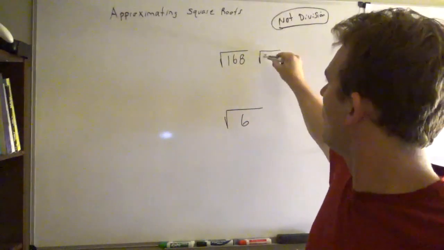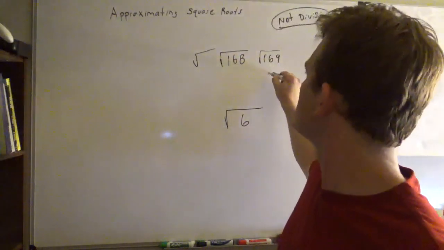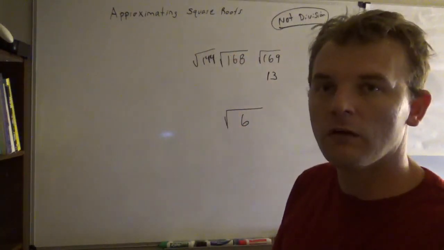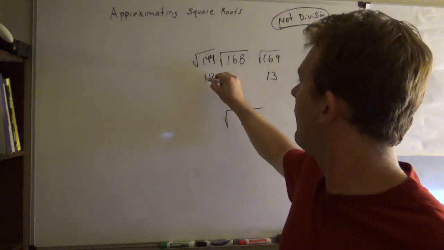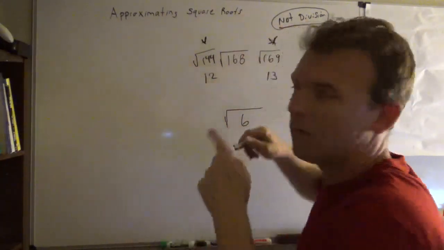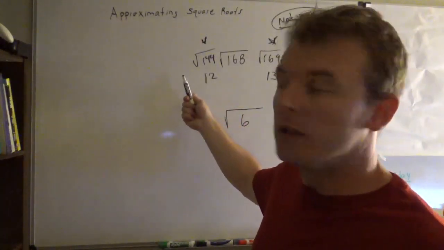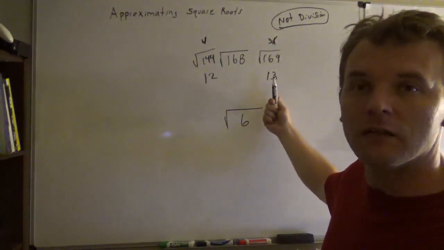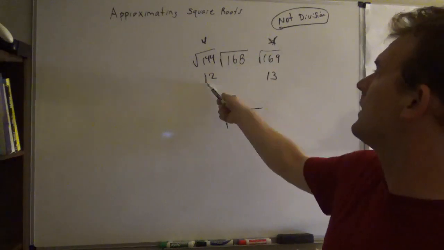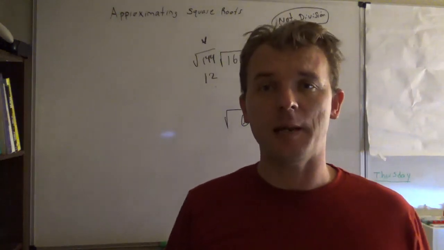168 is between 169, that is 13, and 144, which is 12. Those are the next two perfect squares. So this is 12 by 12 and this is 13 by 13. So 168 is between these two numbers. So where would you approximate that number at?